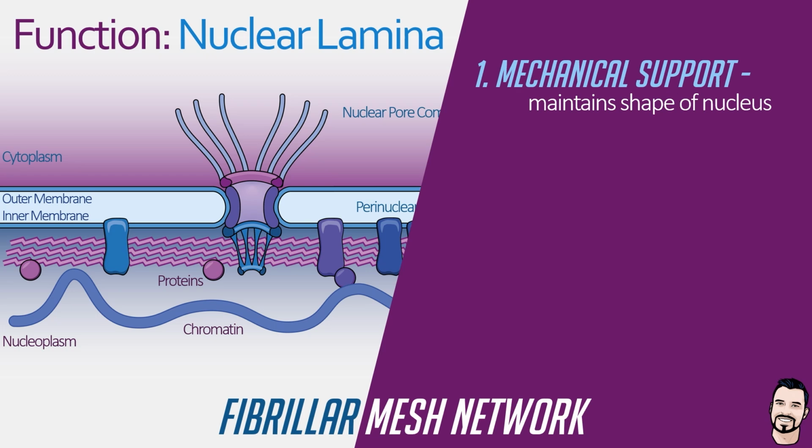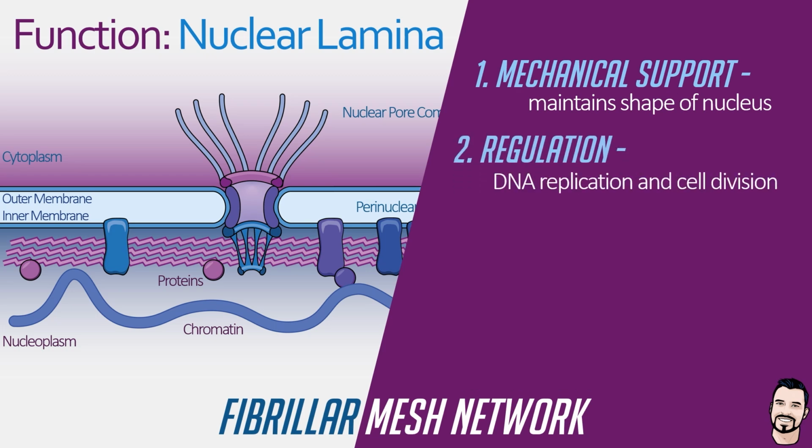Secondly, the lamina plays a key role in regulating DNA replication and in initiating the process of cell division. Certain proteins involved in these processes attach to the lamina, which helps coordinate when and where replication begins and ensures the nucleus can reorganize properly as the cell prepares to divide.